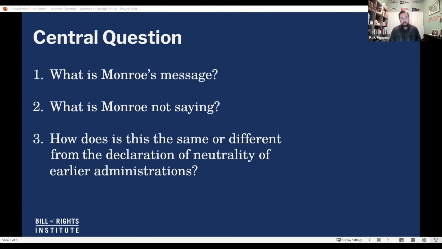So how is this the same or different from the Declaration of Neutrality of earlier administrations? Well, as we talked about, this Declaration of Neutrality is still a part of this. We're not going to get involved in foreign conflicts if we can help it. And we're going to even stay neutral in conflicts that are happening in Latin America, unless those conflicts seem to directly affect the interests of the United States or threaten the United States in some way. So how is it different? Well, it's a little bit stronger, but it's still not strong enough to say that we're going to start fighting on behalf of our brethren in liberty in every corner of the globe that we can find. It's more restrained than that.